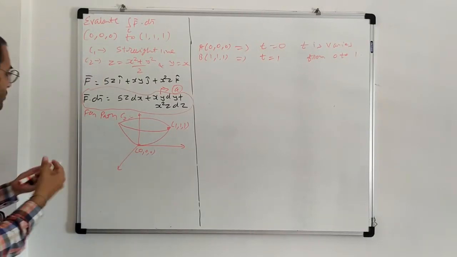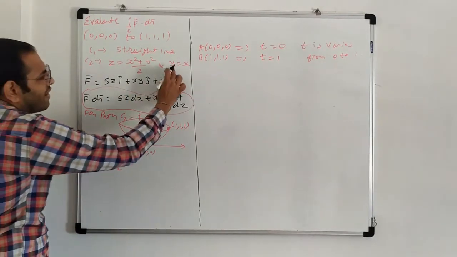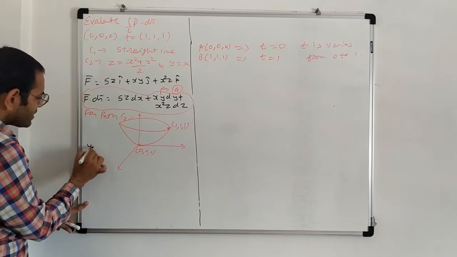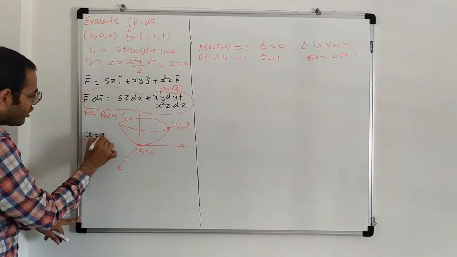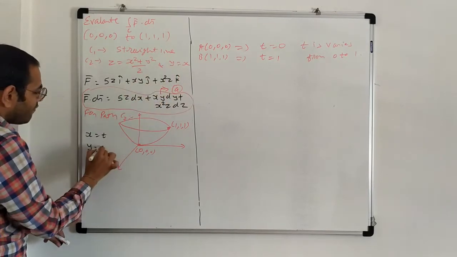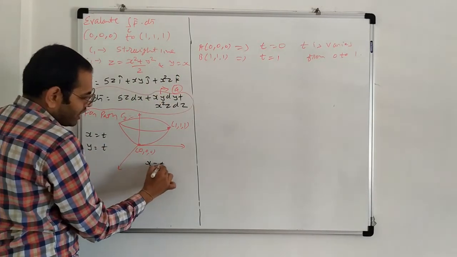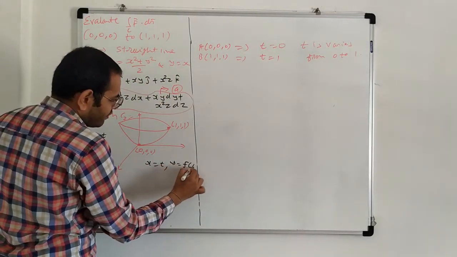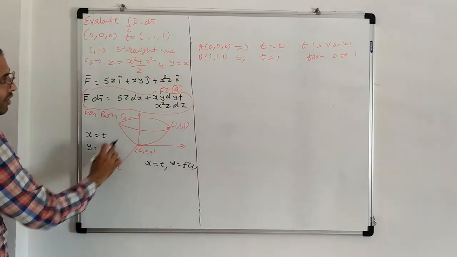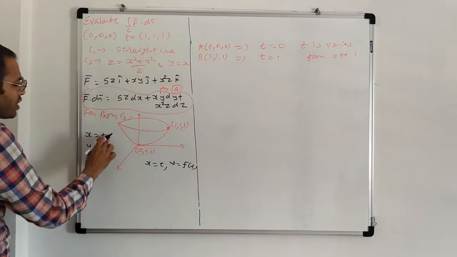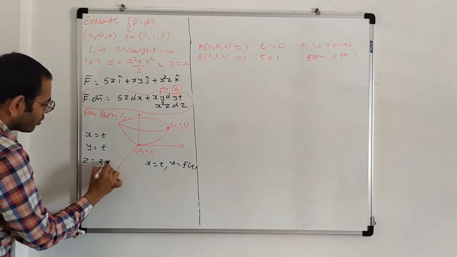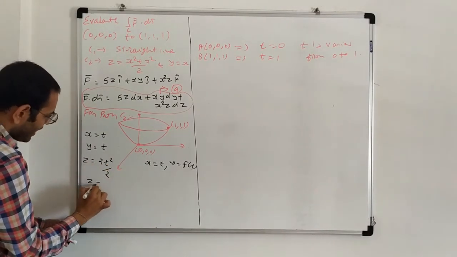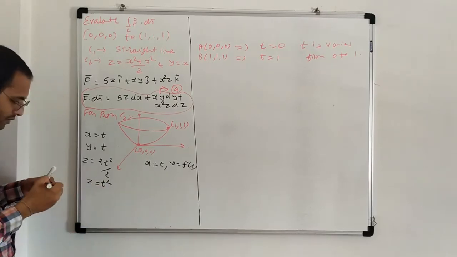Now, according to this equation, y equal to x, so y is a function of x. Then we assume x equal to t. Then y equal to f of t, so y is also t. Substitute the values of x and y in this equation. Then z equal to 2t squared by 2, so z is also t squared.